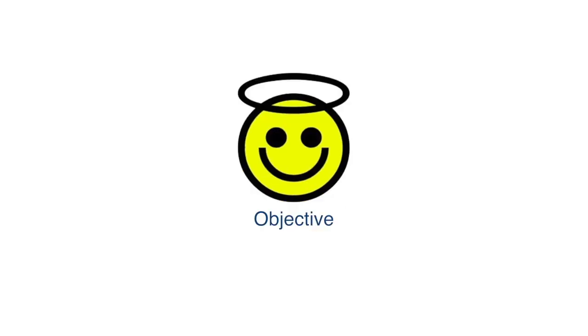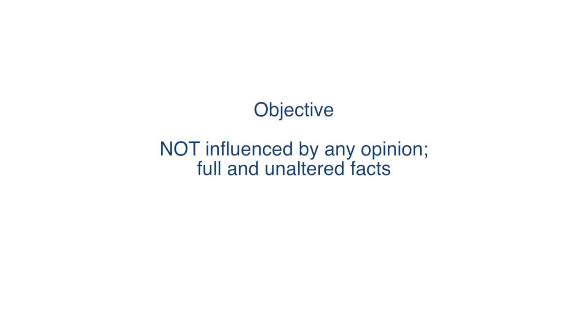A good source is always objective. When something is objective, it is not influenced by opinion. So that's the difference between objective and subjective. Objective, no opinion. Subjective, very much an opinion. It is subject to someone's opinion.